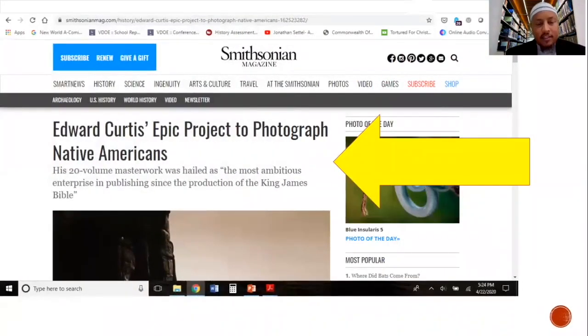Now, take a look at the Smithsonian. Smithsonian Magazine says Edward Curtis's epic project to photograph Native Americans, his 20-volume masterwork, was hailed as, quote, the most ambitious enterprise in publishing since the production of the King James Bible. That's pretty significant, man. I mean, for somebody to have created a 20-volume masterwork like that, do you agree that that's pretty significant?